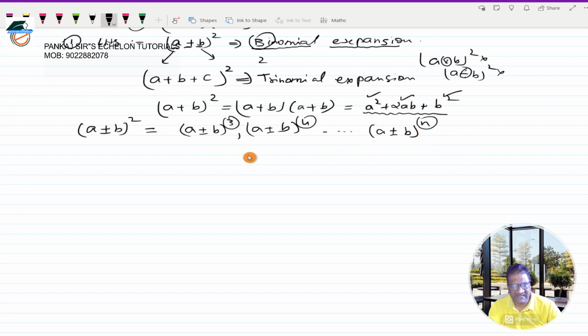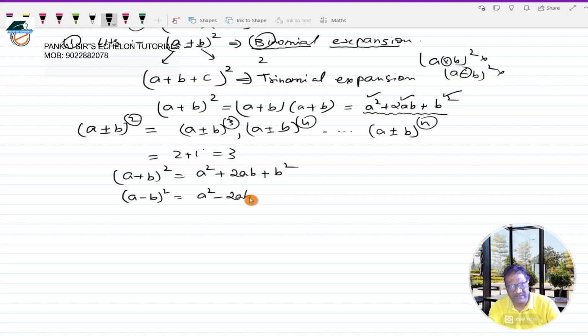Is that clear? Let me tell you one more thing. If the power is 2, then the number of terms on the right hand side will be 2 plus 1, that is equal to 3. So in (a plus b) the whole square or (a minus b) the whole square, you have 3 terms: a square, then 2ab, and then b square. If it is plus, (a plus b) the whole square will be a square plus 2ab plus b square. If it is (a minus b) the whole square, again you will have 3 terms: a square minus 2ab plus b square.